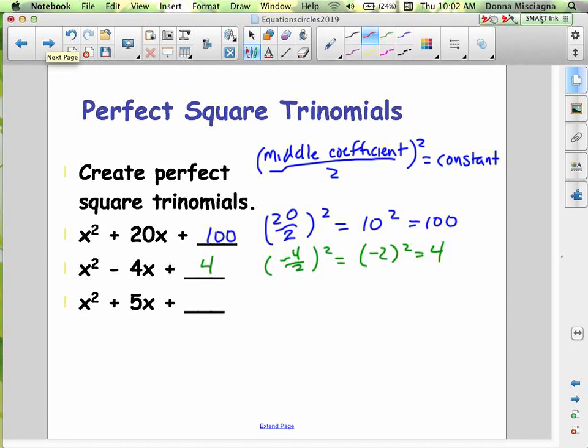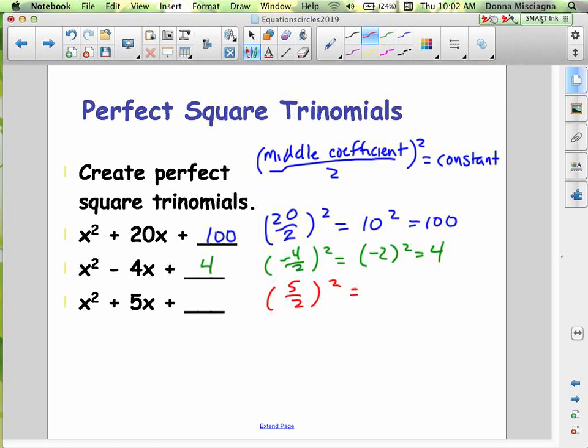All right, and then the last one. So 5 divided by 2, and we're going to square it. Well, 5 divided by 2 doesn't simplify. Don't make it 2.5. That will just make it harder. Just keep it 5 halves. Trust me, keep it 5 halves.